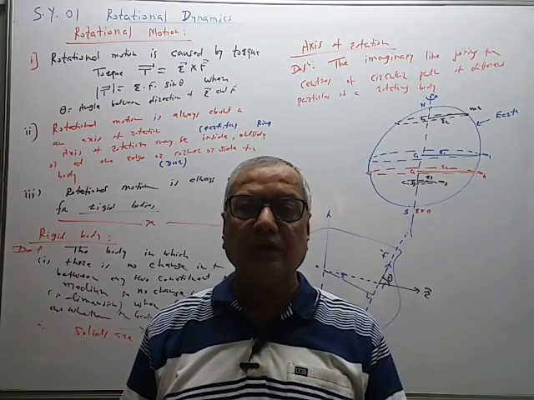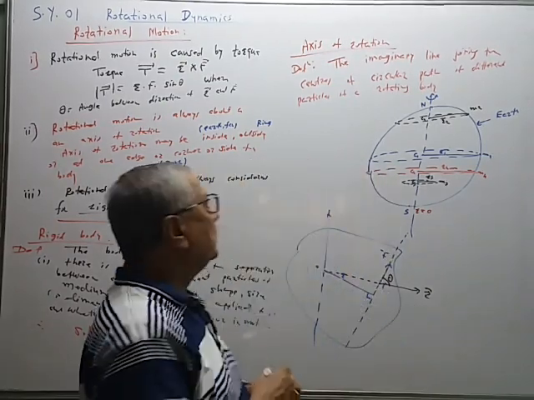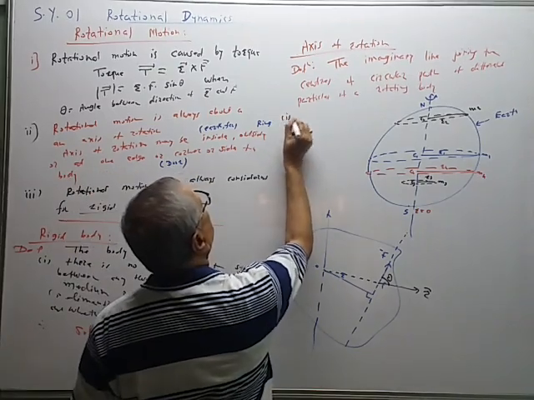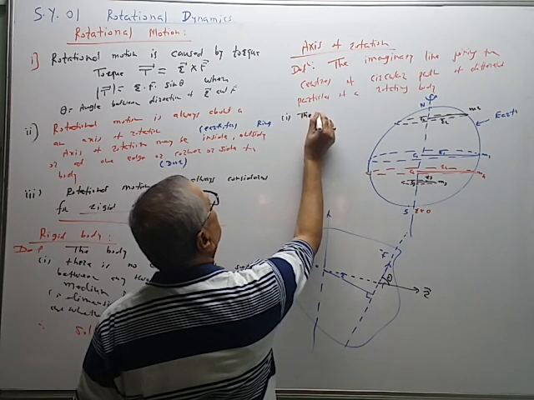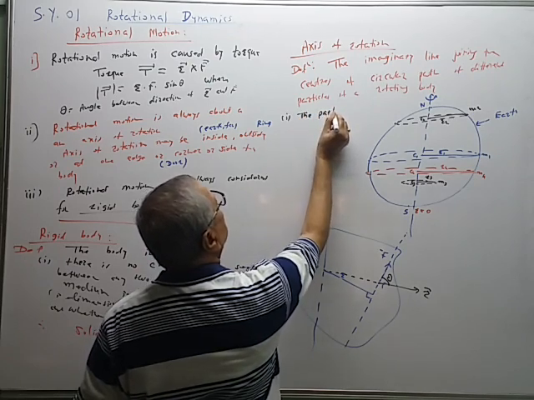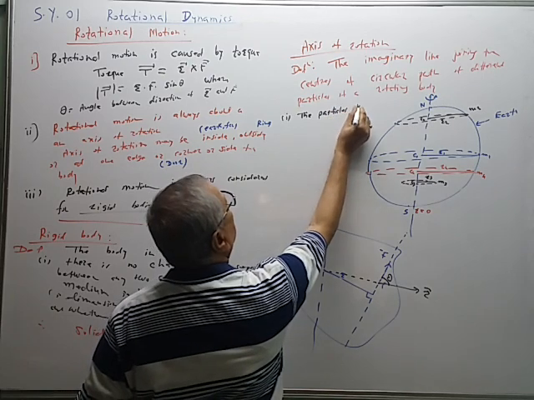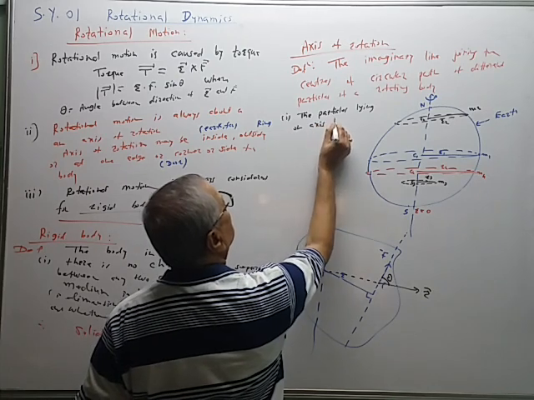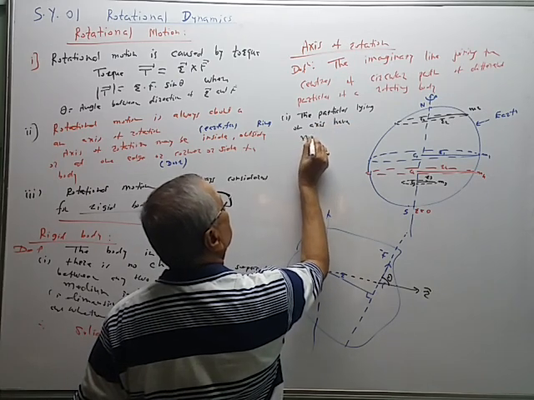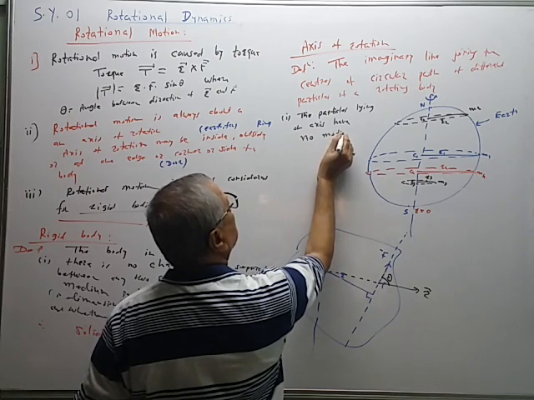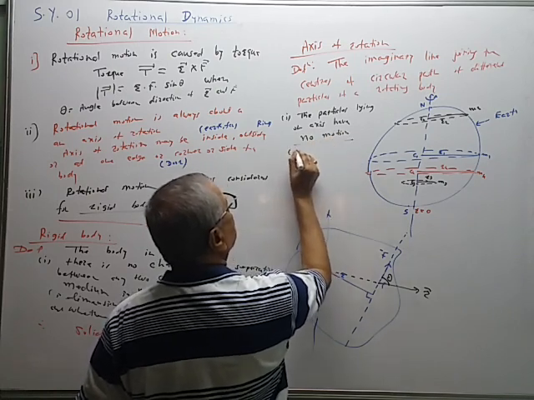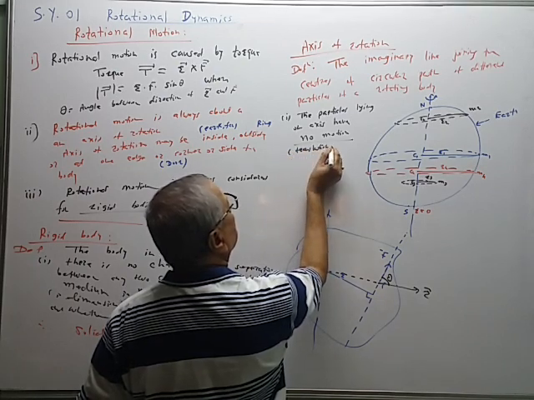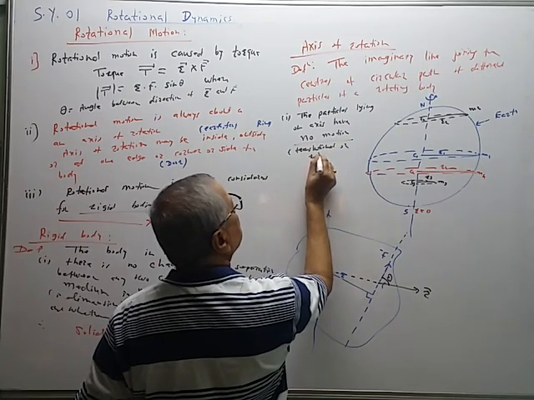So the particles lying on the axis have no motion. The first group is this: the particles lying on the axis have no motion, either translational motion or rotational motion.